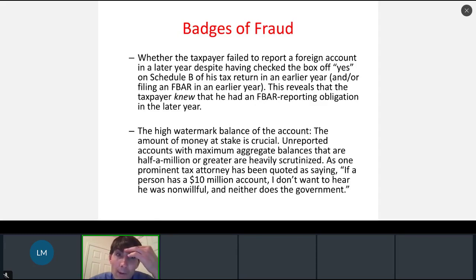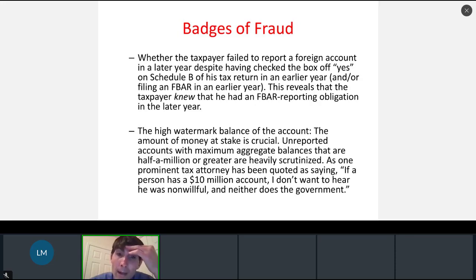This reveals that the taxpayer knew that he had an FBAR reporting obligation in the later year. The high watermark balance of the account. This is what I was harping on a little while ago. The amount of money at stake is crucial. Unreported accounts with maximum aggregate balances that are $500,000 or greater are heavily scrutinized. And there's a simple reason for this.